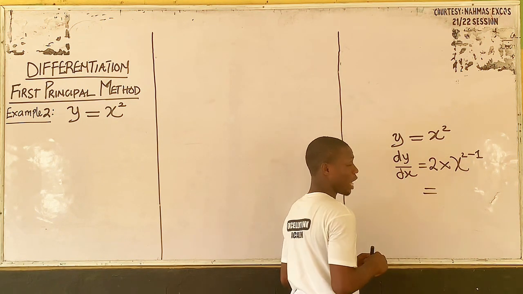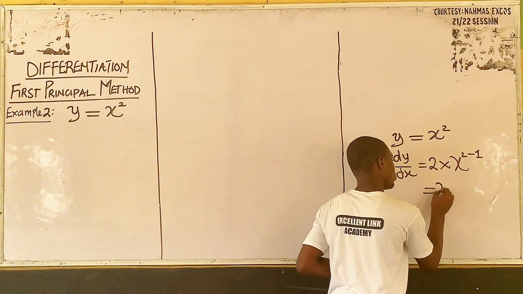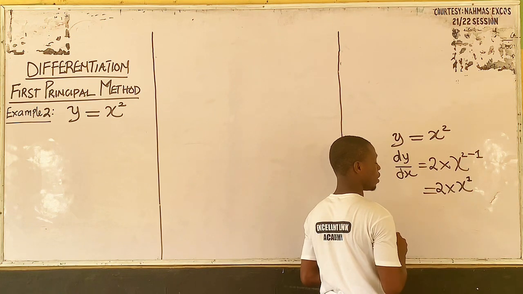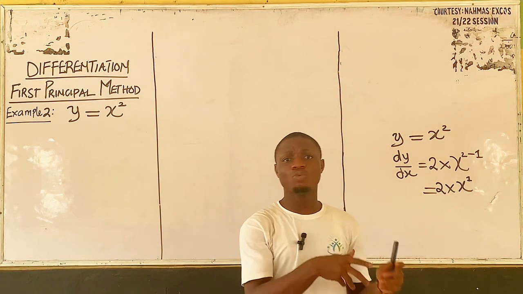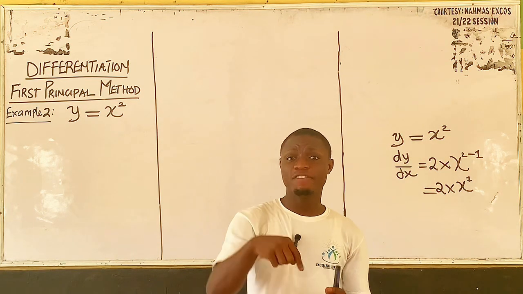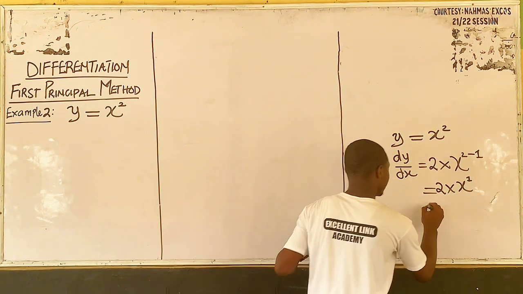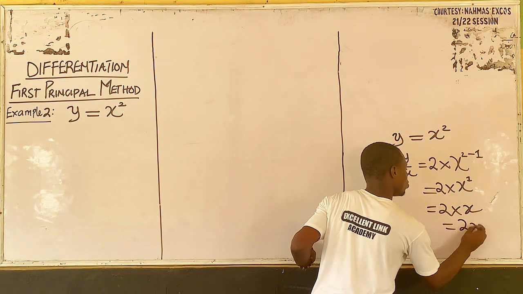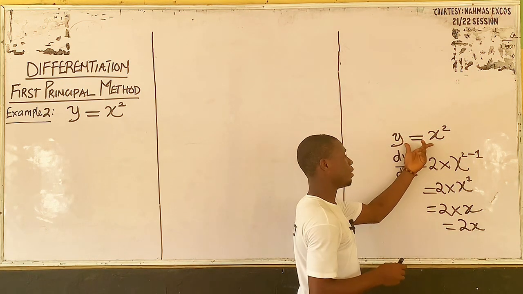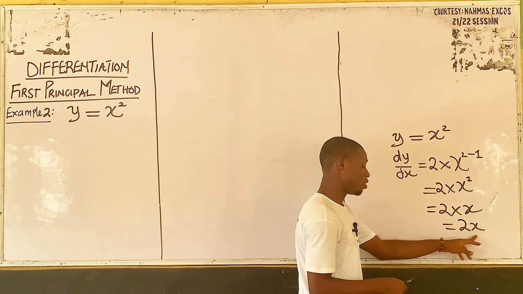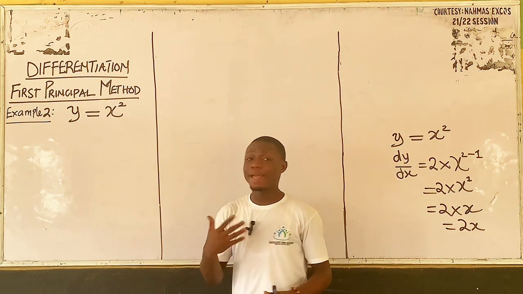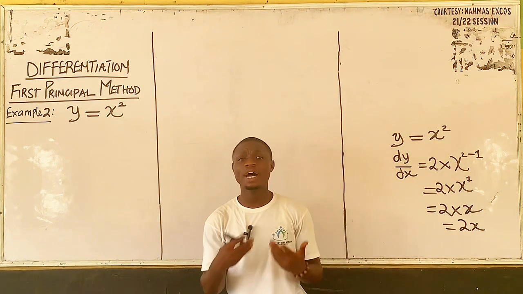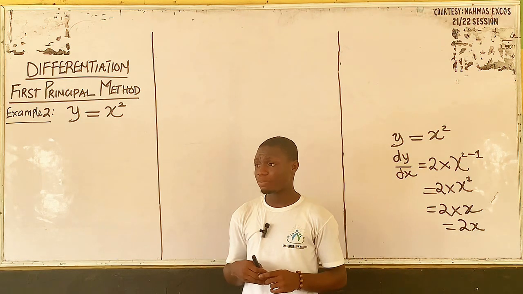If I evaluate or perhaps solve this, I'll have 2 times x to the power 2 minus 1, which is of course 1, right? And from indices, any value or variable raised to power 1 is that variable itself. So from here, I shall have 2 times x to power 1, which is x. Multiply 2 by x, I'll have 2x. Solving this problem by using the general method, I have 2x. So if I use the first principle method, I'm expected to have that same 2x. Let's do this and let's see if we're going to have the same answer, or perhaps if our answer will be comparable.